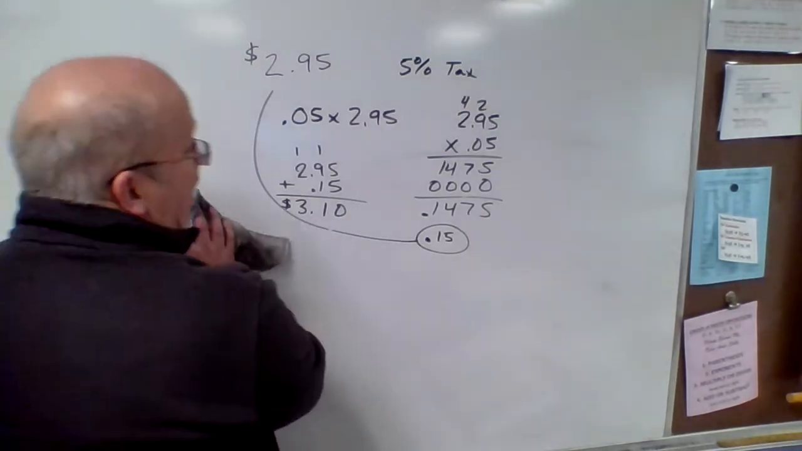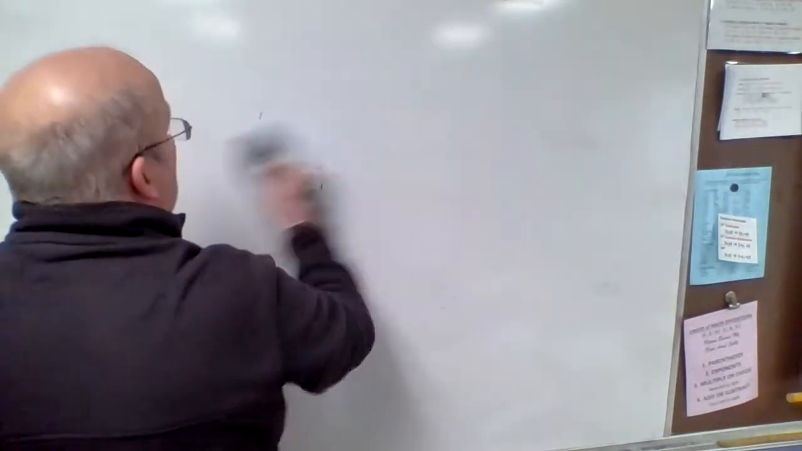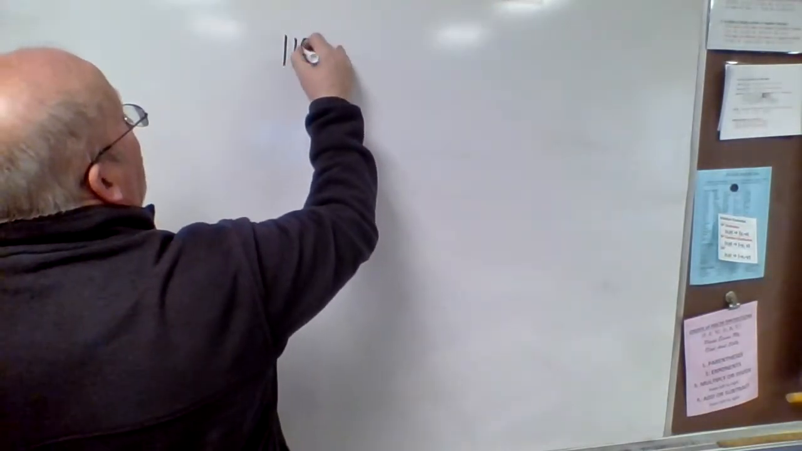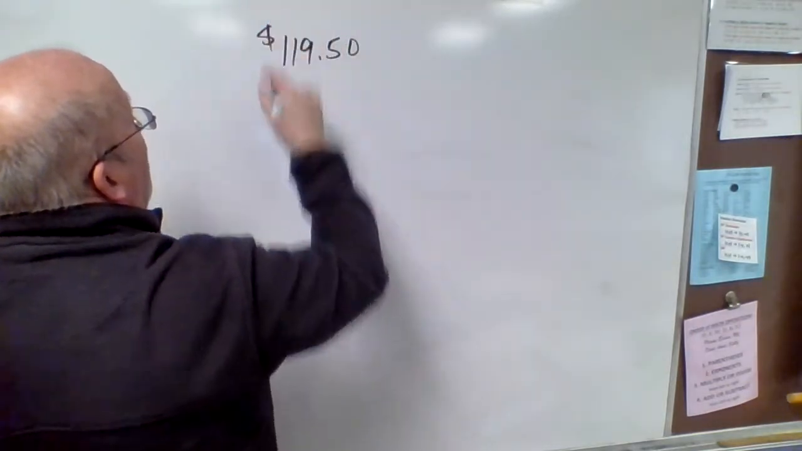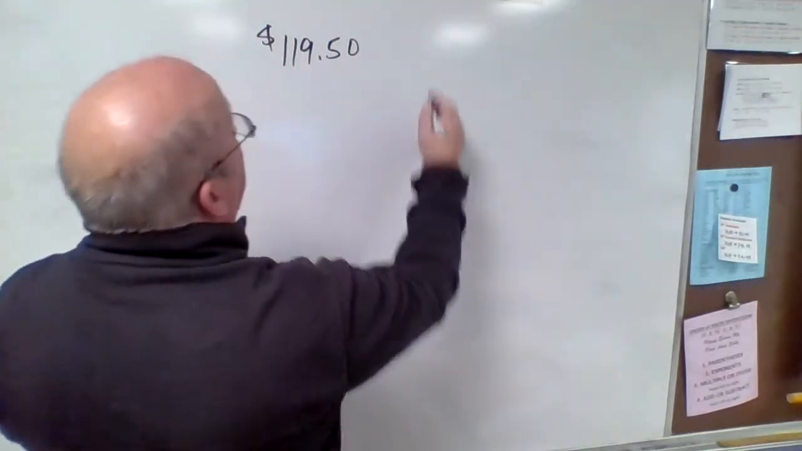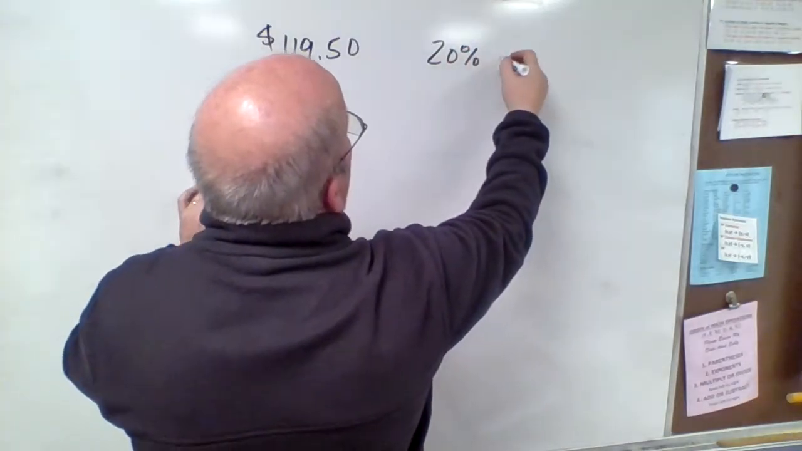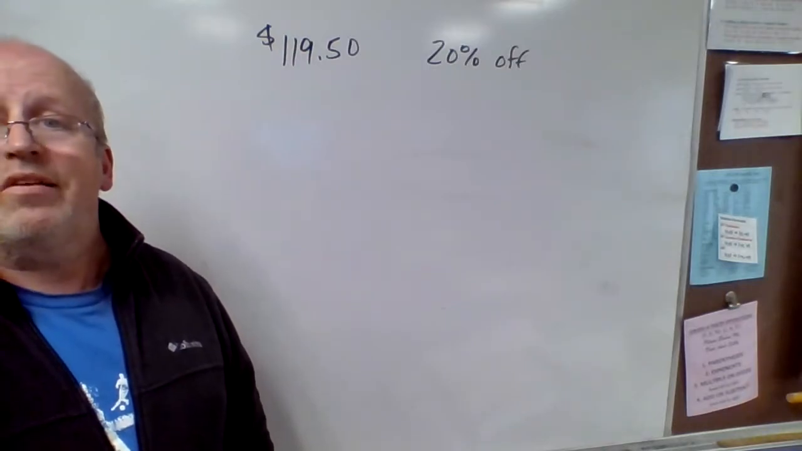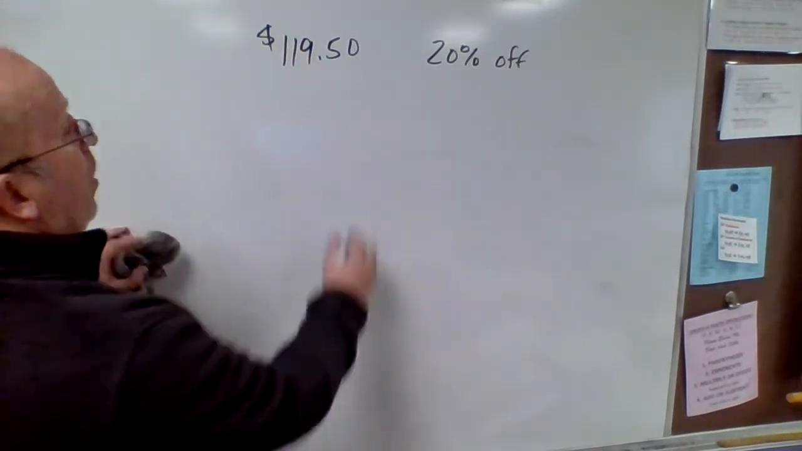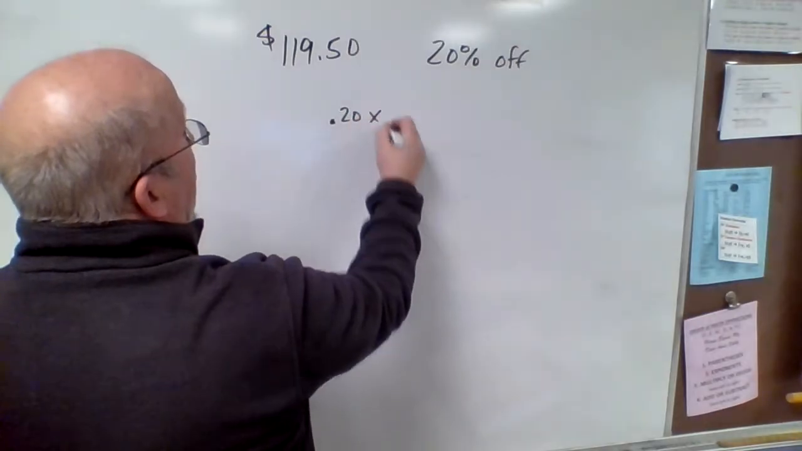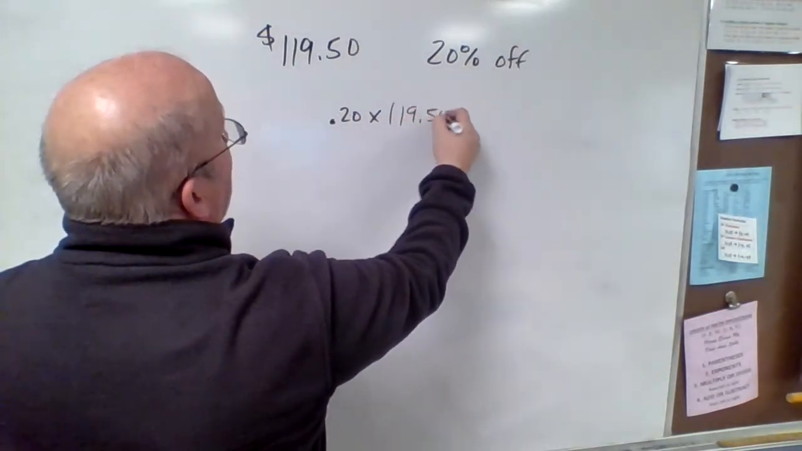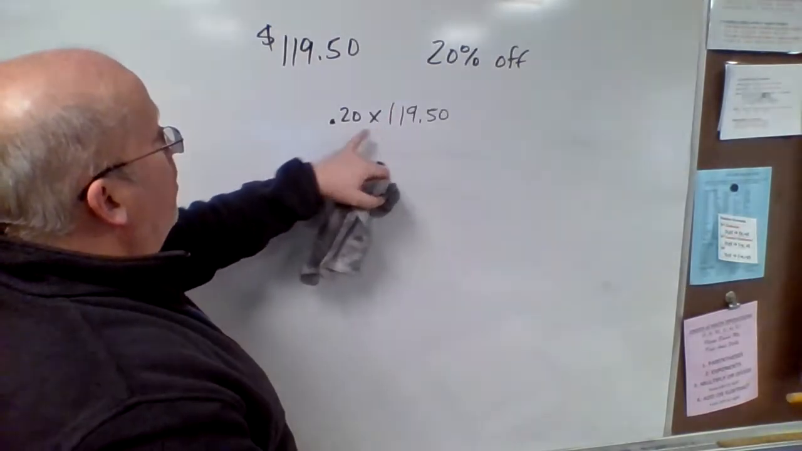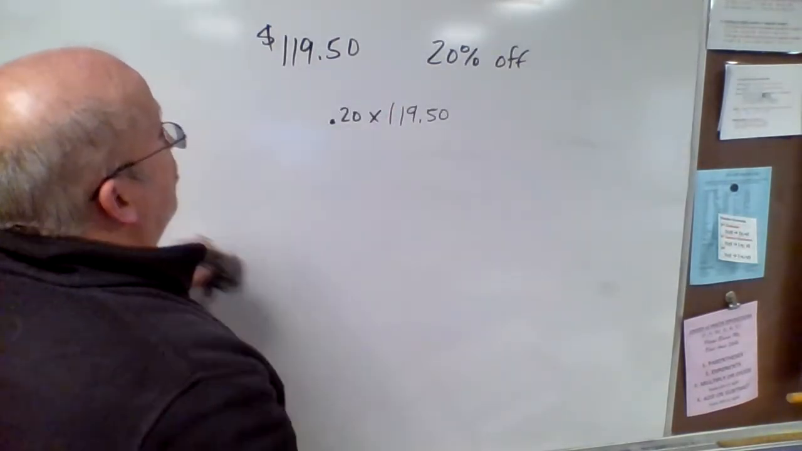Let's try number 6. Number 6 is a discount problem. We have a skateboard that's $119.50, but the store decides to put it on sale at 20% off, a 20% discount. What's the new price of the skateboard? Well, we need to think about 20% of the $119.50. Notice I changed the percent into a decimal number and we're multiplying it by the price of the item.